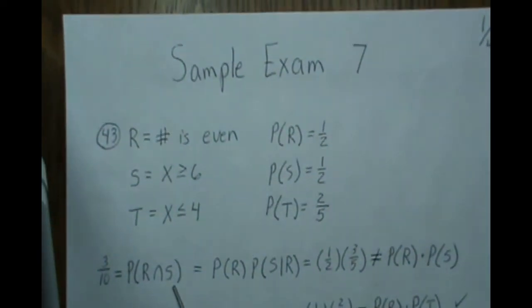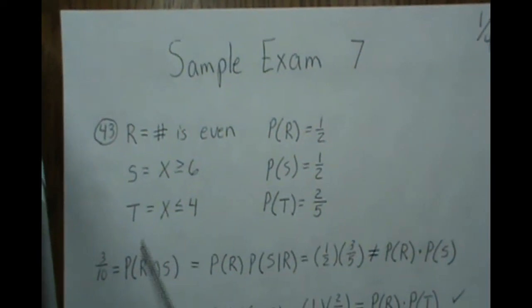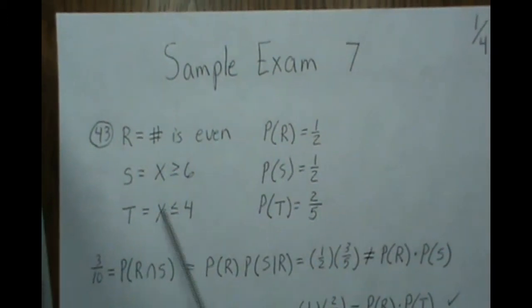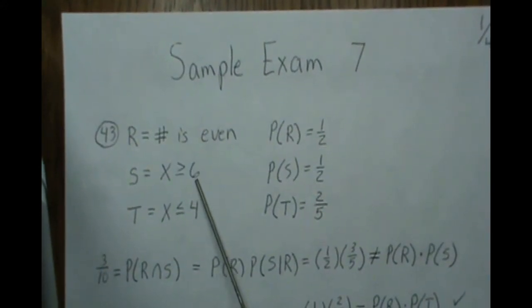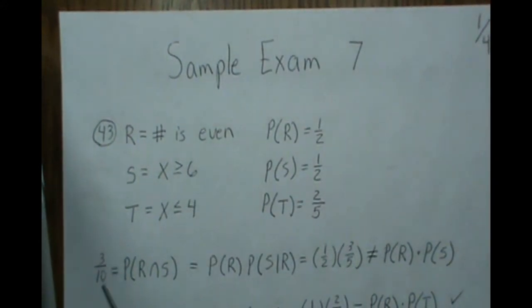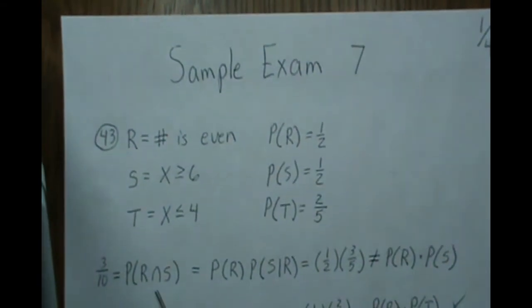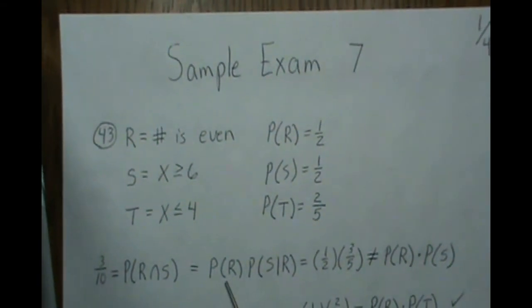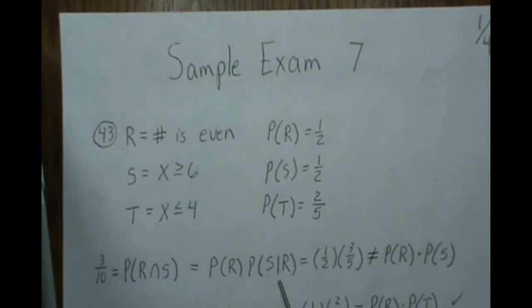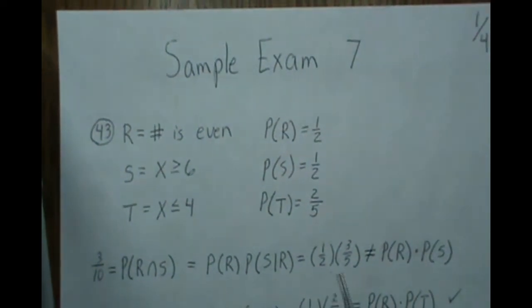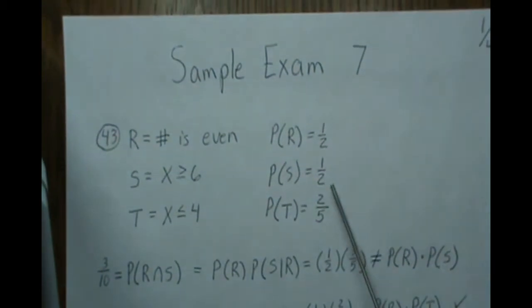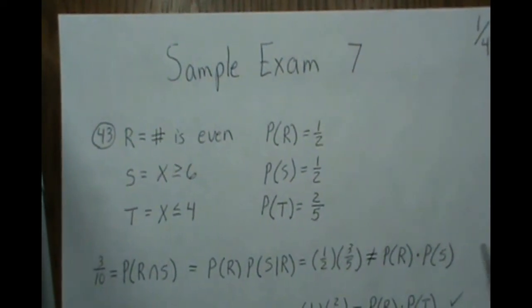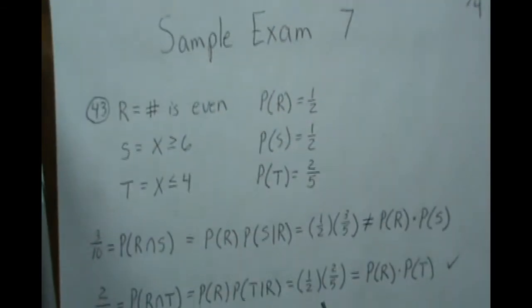The probability of R and S, you can rationalize it out. It's an even number and has to be greater than or equal to 6. So 6, 8, and 10 are possibilities out of the 10. So it's 3 out of 10. And this can be rewritten as the probability of R times the probability of S given R, and that's what that equals. And that is not equal to the product of the probabilities of R and S, which is 1/4, not 3/10. So R and S are not independent.